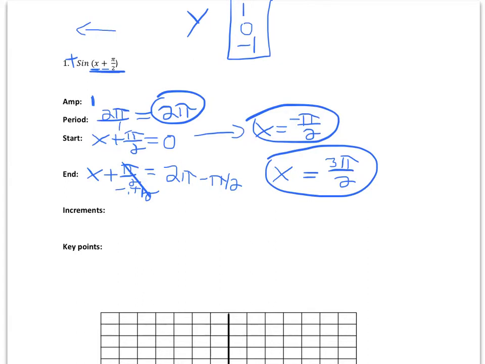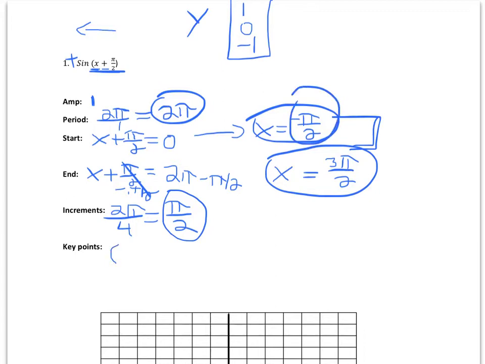Now, how do we get all the x values in between? Well, that's where we have to use increments. So increments, again, is the period divided by 4. So 2 pi divided by 4, that reduces to pi over 2. All right, so since it's pi over 2, we're going to use that to get the x values in between these two. Okay, and again, you'll see how you check the work as you go. So if you always follow this setup, you'll be fine getting the graph. Now, key points, the first x value is not 0, it's this right here. It's negative pi over 2.